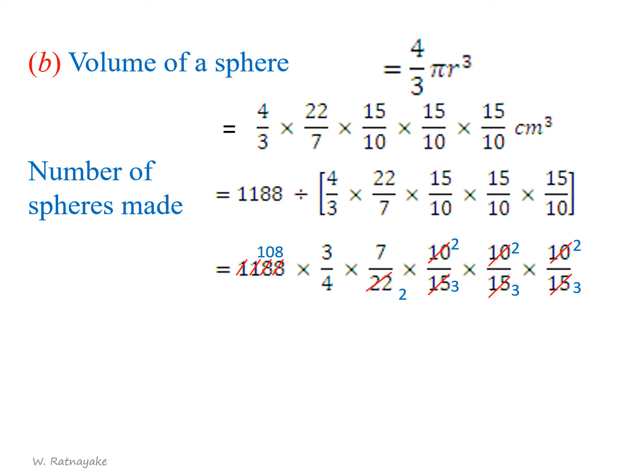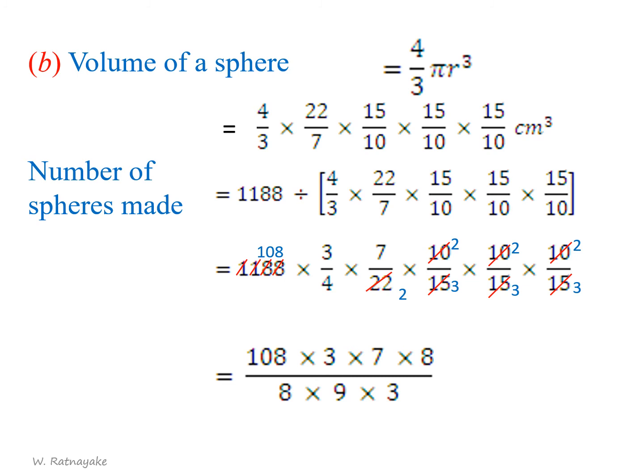Now it is better to write the expression with the remaining numbers as a separate expression, because then the simplification will be easy and clear. So we can write it like this: in the numerator 108, 3, 7, and here 2 times 2 times 2 is 8. Denominator 4 times 2 is 8, 3 times 3 is 9, and another 3 is there.